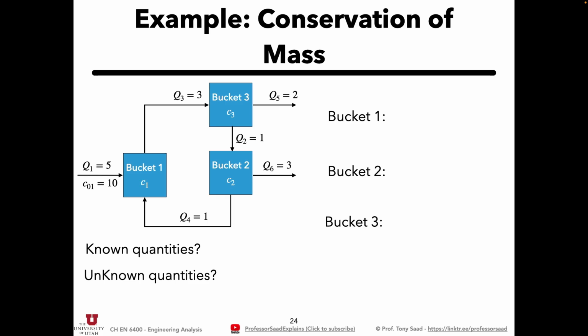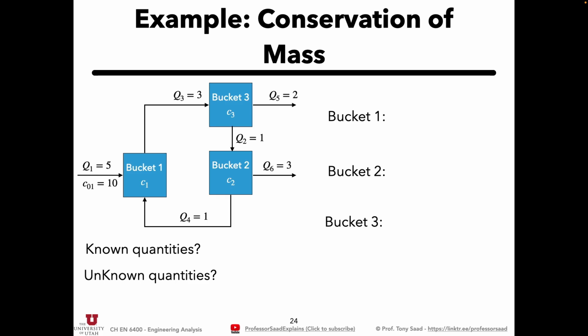Now, the known quantities are the volumetric flow rates and this initial concentration here. What are my unknowns? C1, C2, and C3. That's what I'm looking for. I'm designing the system, a setup like this. I want to know what these concentrations are. So I want you now to derive the equations that govern these unknowns, since we have 3 unknowns.